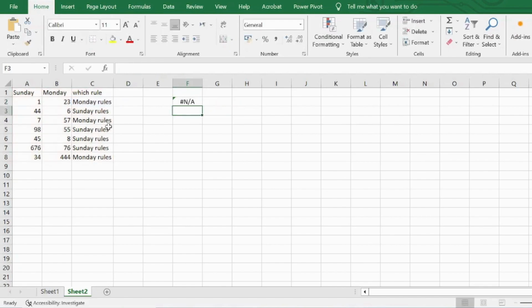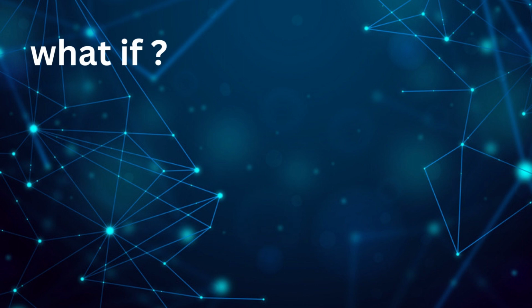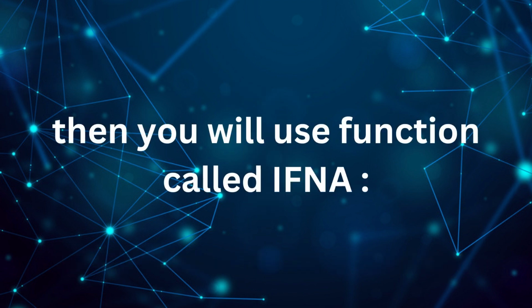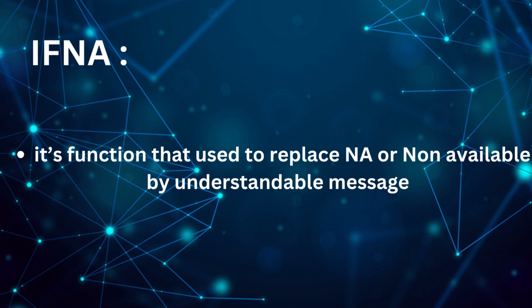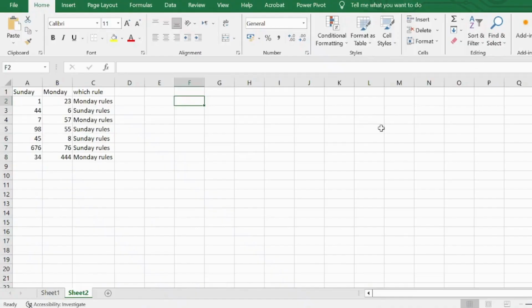So pay attention, guys, to something like this. And that leads us to the next function. But what if I want to replace this NA with an understandable message? Then you will use a function called IFNA. IFNA is a function used to replace NA, or non-available, with an understandable message. Let's try to do it in Excel.